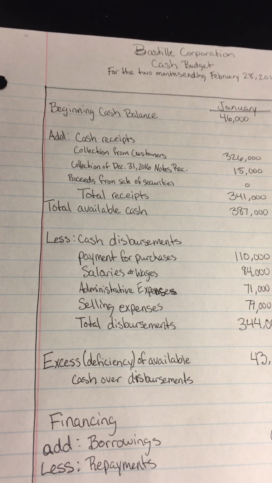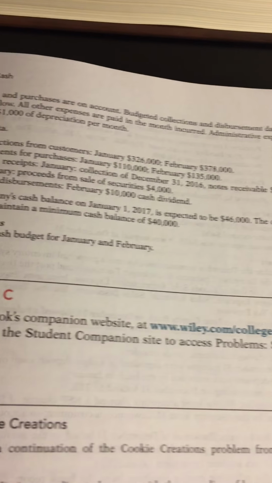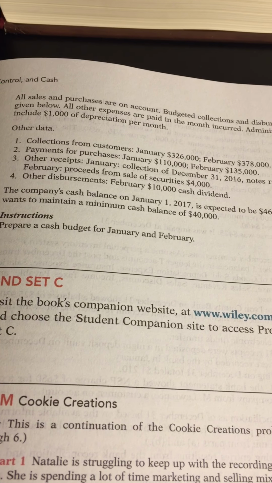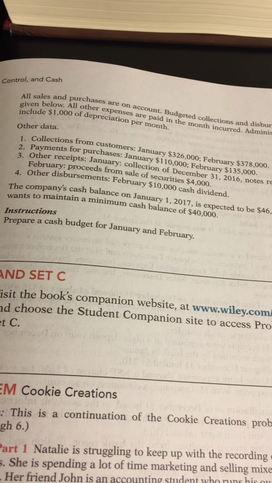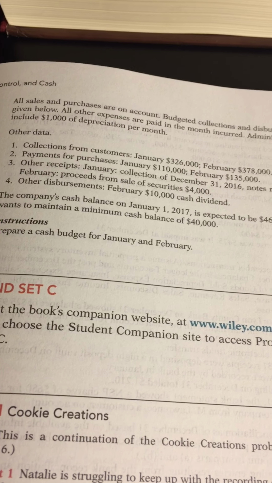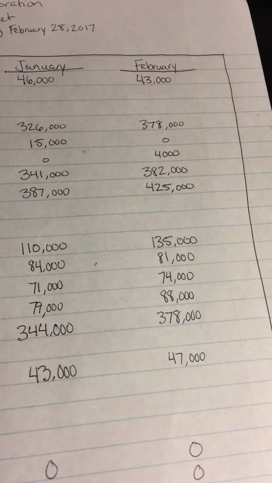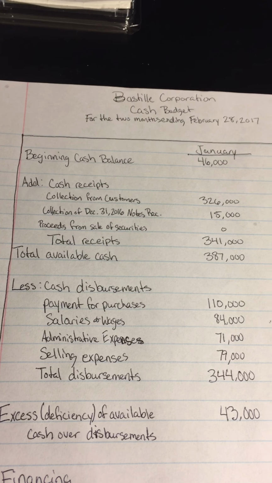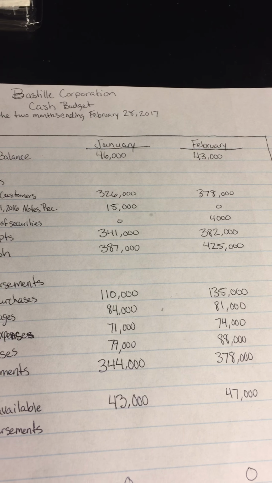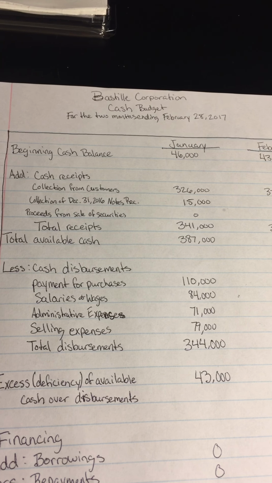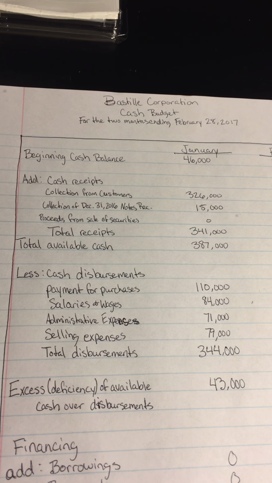And then for February, in the other disbursements, you collected a $10,000 cash dividend. Sorry, that's not correct. You collected proceeds from sales of securities of $4,000. And so you mark that there. By the way, I forgot to mention that you also collected from customers $378,000 for February. So that's your receipts.